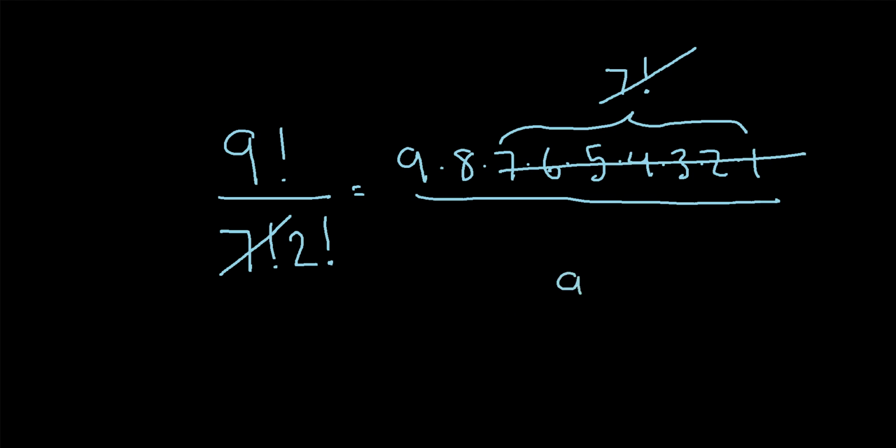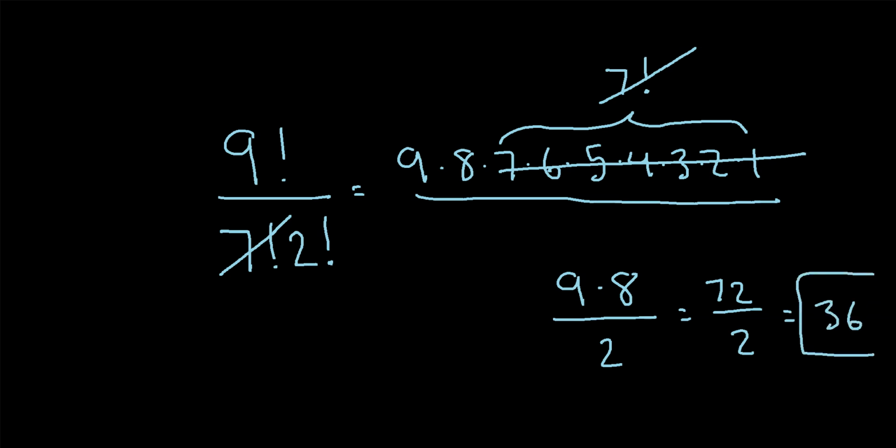So let's write that right here. 9 times 8 divided by 2 factorial, that's 2 times 1, which is just 2. So what we get is 9 times 8 is 72. And then we have divided by 2. 72 divided by 2 is 36. So that's our final answer.